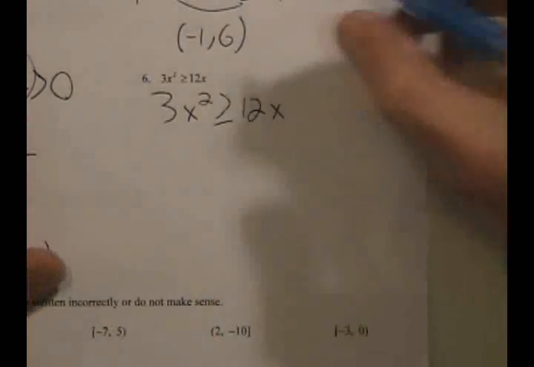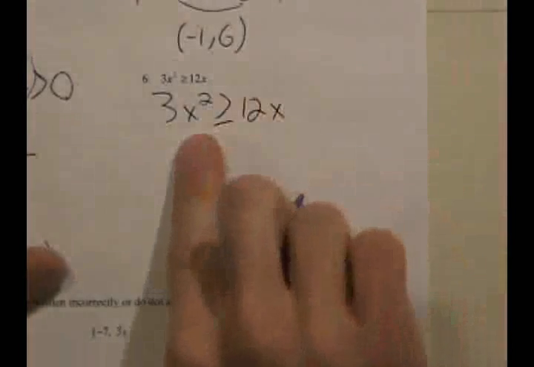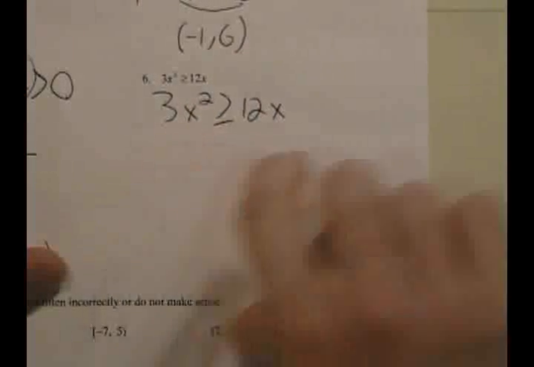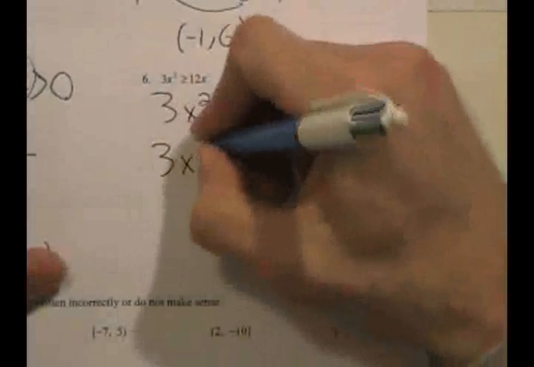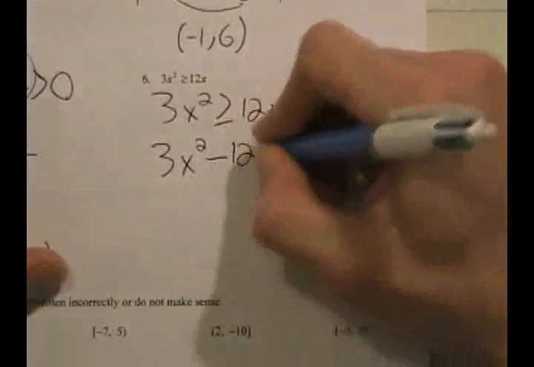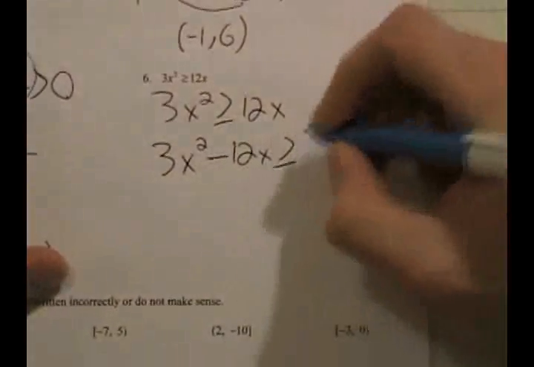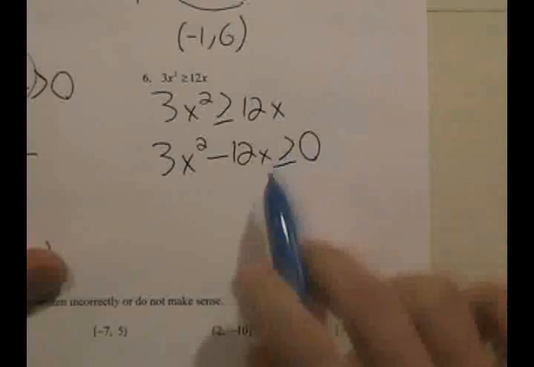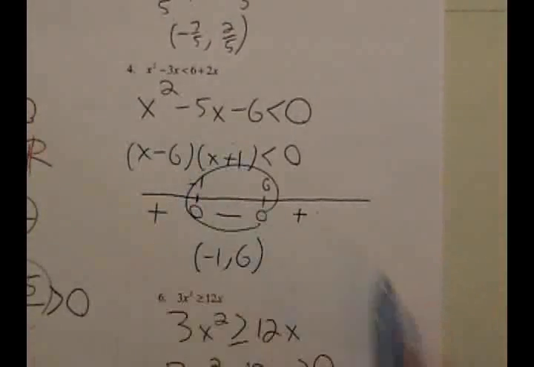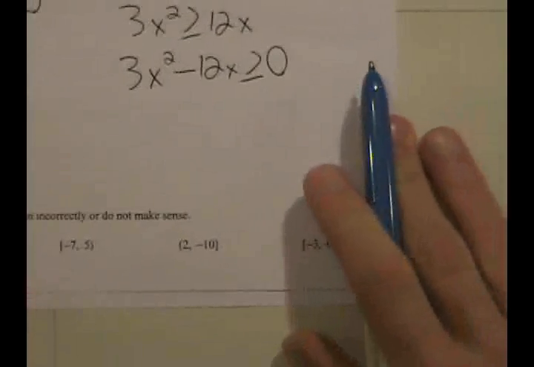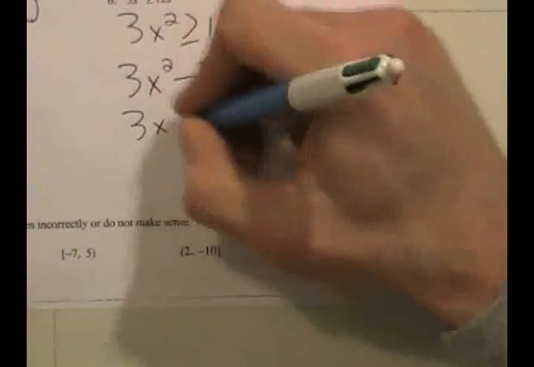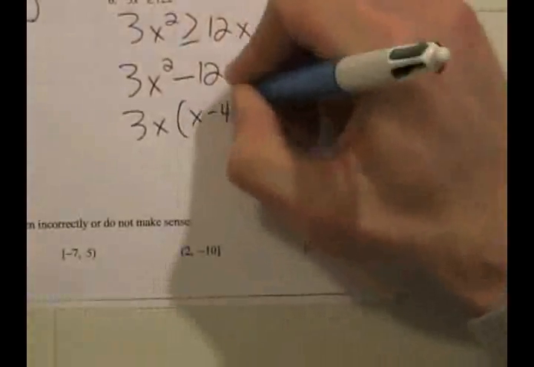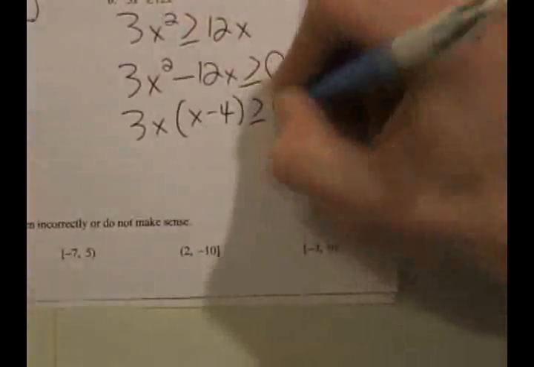So take everything on the one side. We'll keep this over here because it's a positive coefficient already. So that'll be 3x squared minus 12x is greater than or equal to 0. And then just like we did with the one up top here, we factor it, and that'll give us 3x times (x minus 4) greater than or equal to 0.